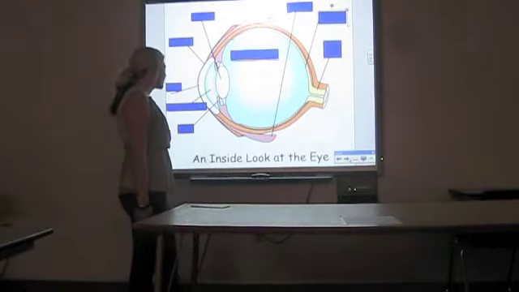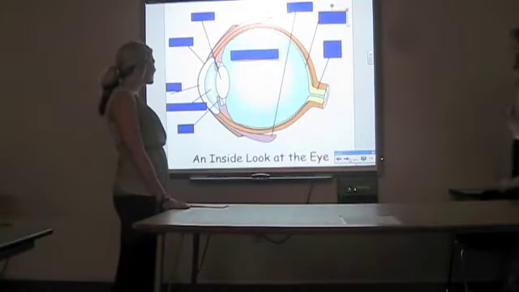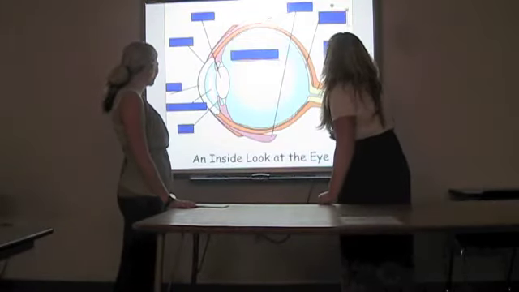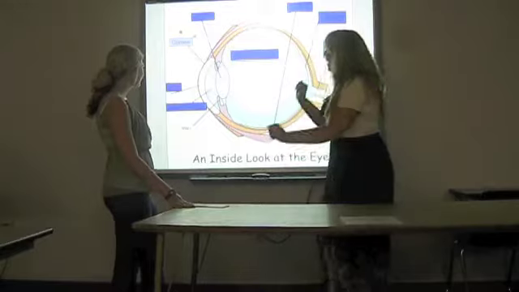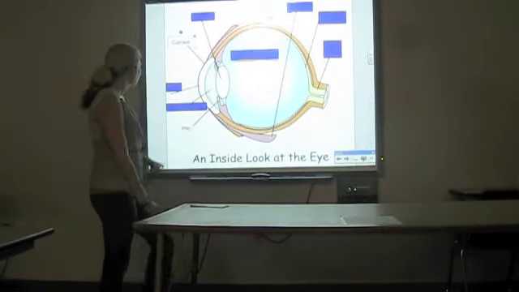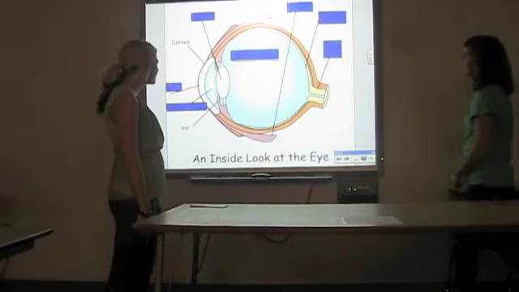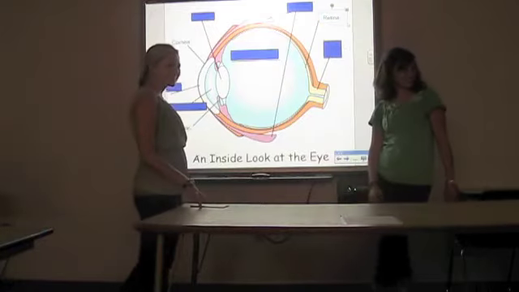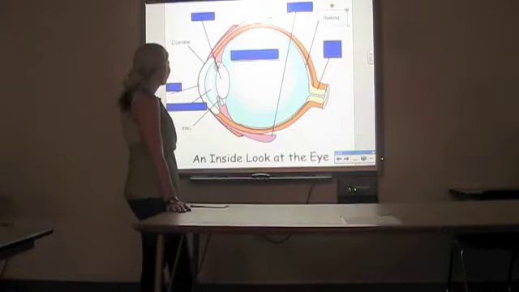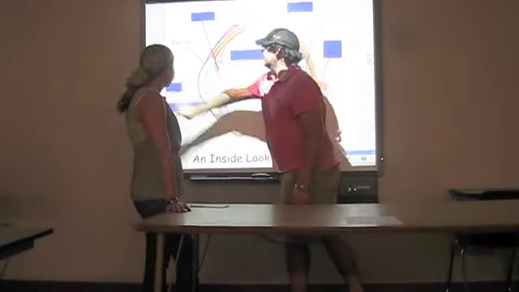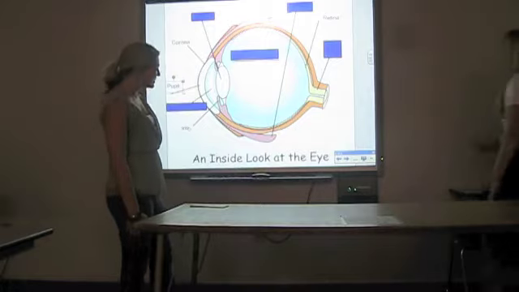Okay, so now we're going to review a little of what we've learned. I need a volunteer. Jessica, show us where the cornea is. Good job. And that's the iris. Okay. Erica, show us where the retina is. Alex, show us where the pupil is. Good job. Okay, Jessica, the optic nerve.